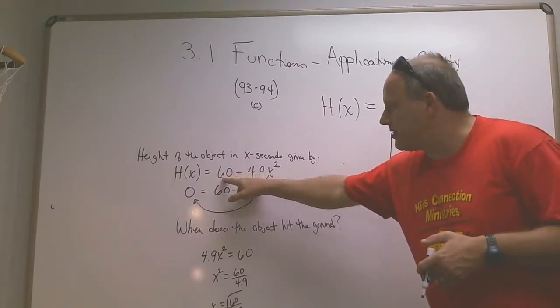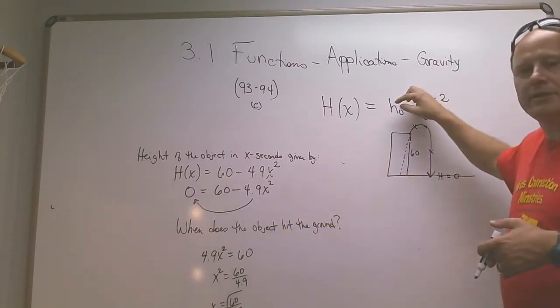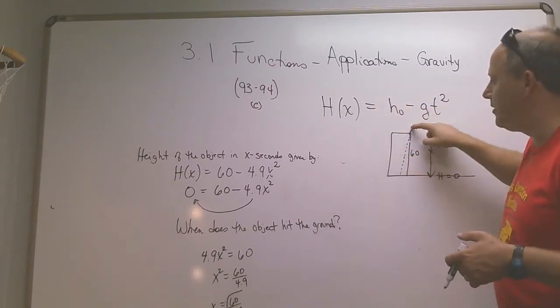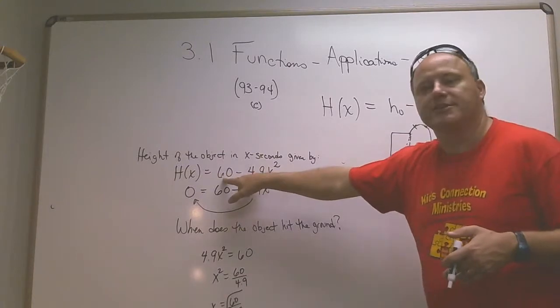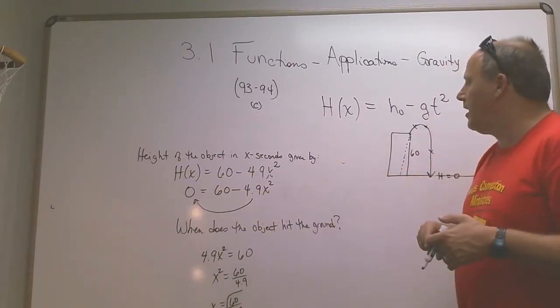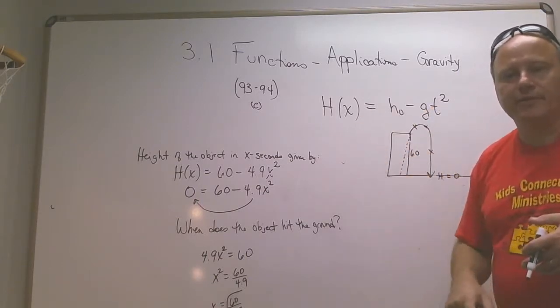And remember, that number right there is the height that it's released from. So if you're on a bigger tower, let's say the tower is 100 meters tall, then that number becomes 100 instead of 60. But it works exactly the same. And of course, it would take longer for the object to come to the ground.